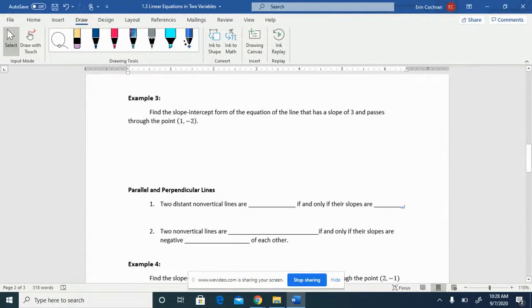Find the slope intercept form of an equation that has the slope of 3 and passes through the point 1, -2. So since we have a point and a slope, I'm going to plug it into point slope form.